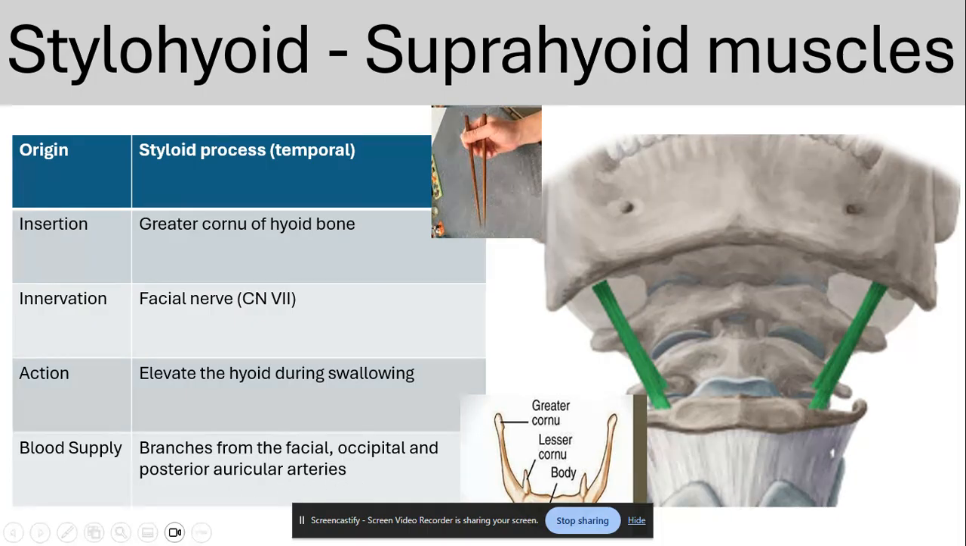Posterior auricular arteries, auricular muscles are behind your ears, around the temporal area, right? So that's why you're using posterior auricular arteries, in the back, alright? So there are three auricular muscles: superior, inferior, and posterior, alright?